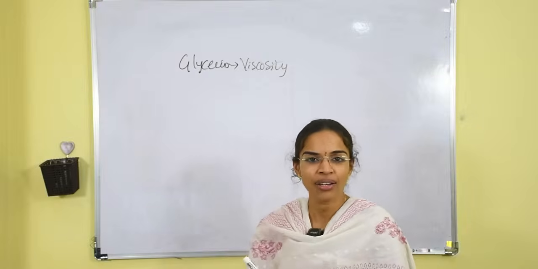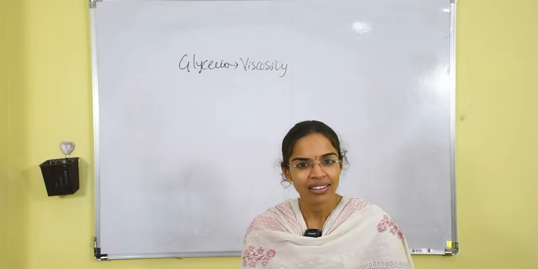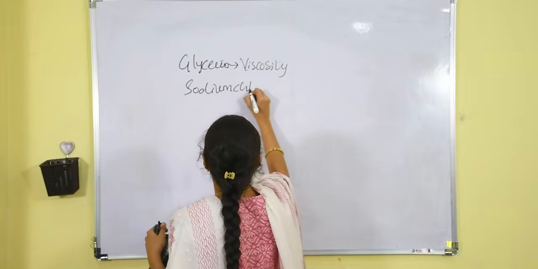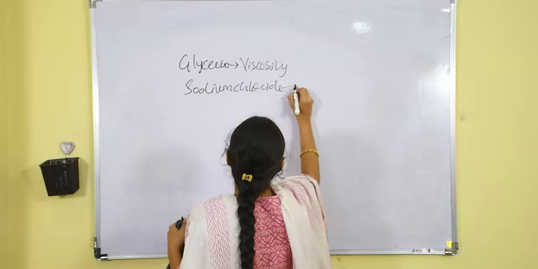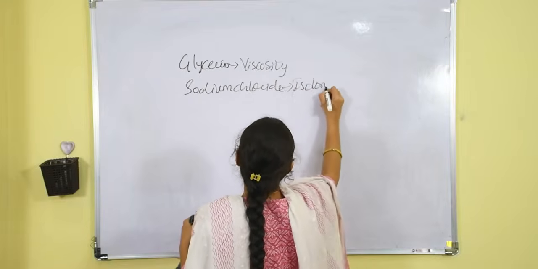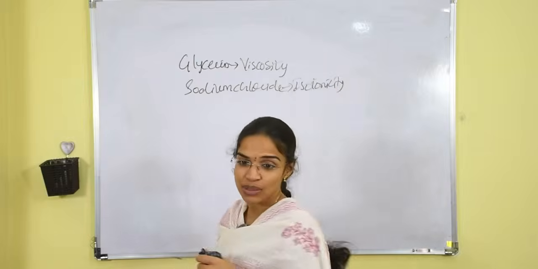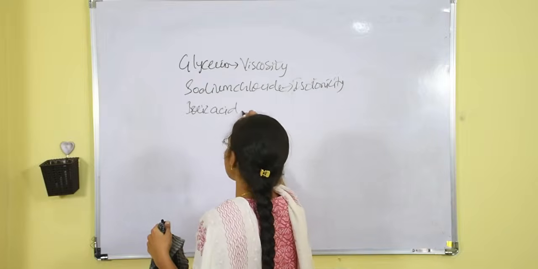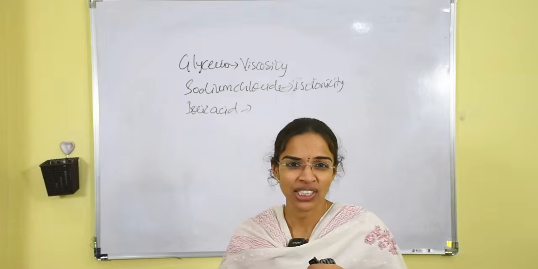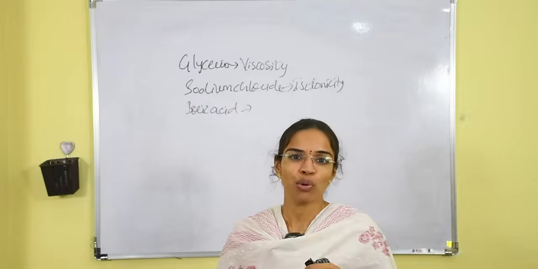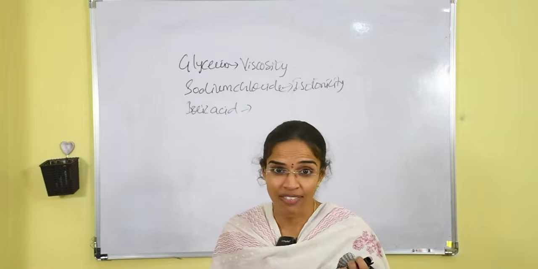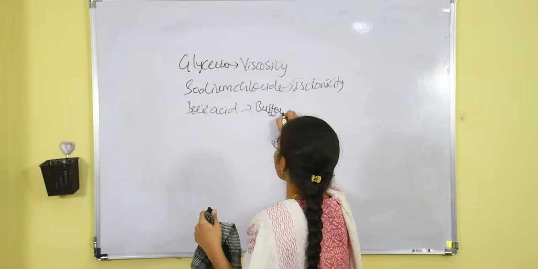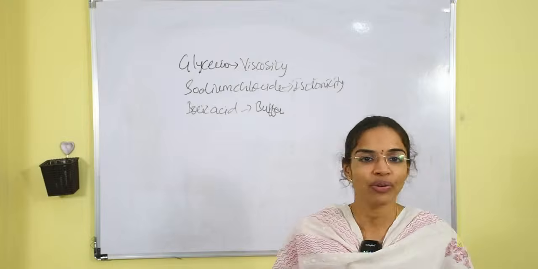It is a viscosity enhancing agent. And sodium chloride, it is an isotonicity adjustment agent. And boric acid, what is the function of boric acid in an ophthalmic preparation? Boric acid or sodium borate we use in ophthalmic preparations. What is their function? Yes, it acts as a buffering agent. Okay, so this is about question number 10.